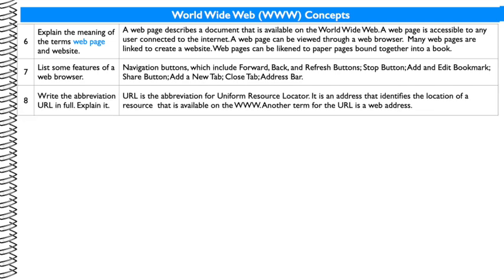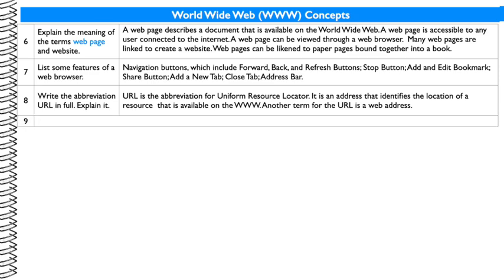Write the abbreviation URL in full. Explain it. URL is the abbreviation for Uniform Resource Locator. It is an address that identifies the location of a resource that is available on the World Wide Web. Another term for the URL is a web address.